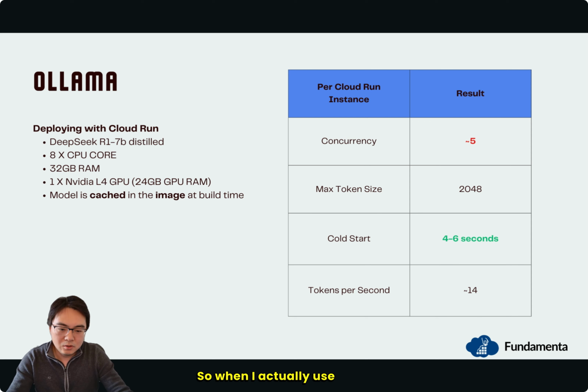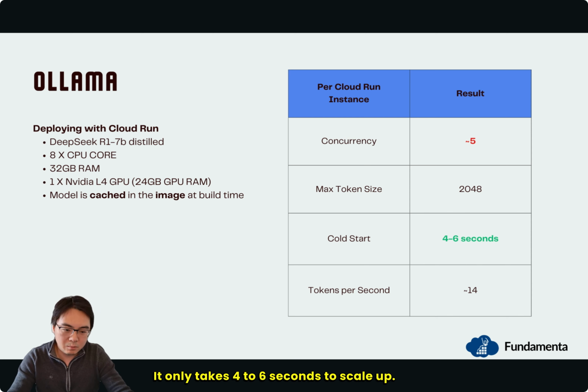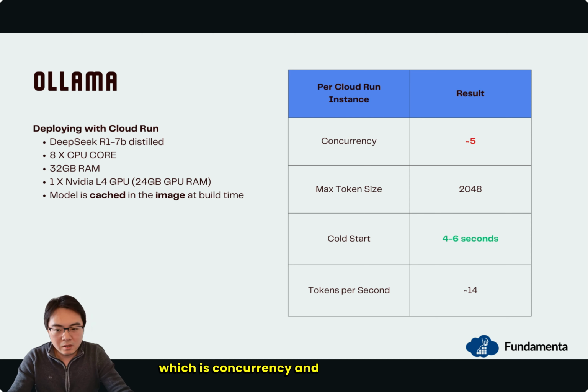When I actually use this, you can see the cold start time. This is when you scale up from 0 to 1 to 5 or anything like that. It only takes 4 to 6 seconds to scale up, right? This is the major difference compared to some of the other options we'll show you in a bit. You can see I flagged certain things in red, which is concurrency. I was only able to achieve 5 per container in Cloud Run with the Ollama deployment. So these are the stats I got last time, right?